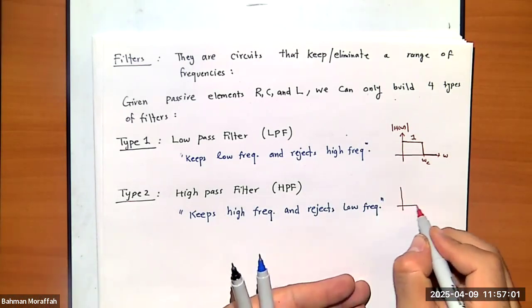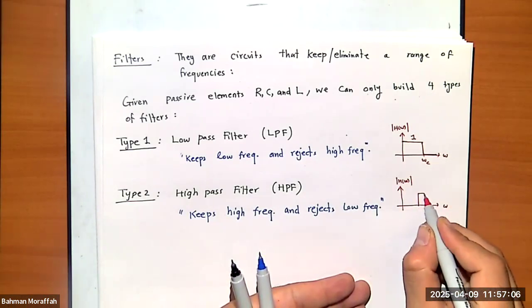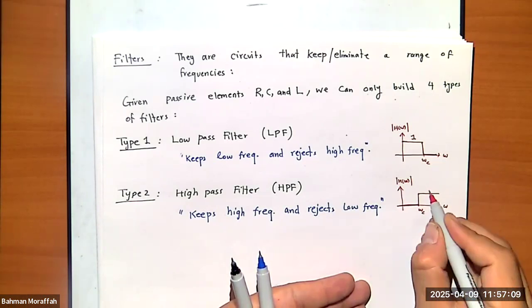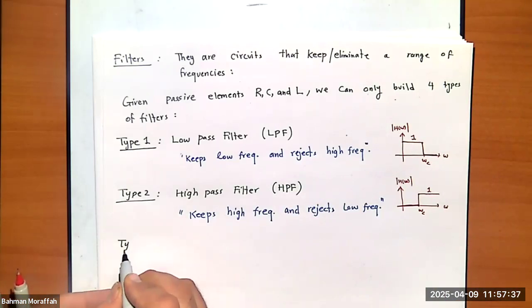Which again, if you plot the magnitude of it against omega, it should keep all high frequencies and reject low frequencies. Right? This is basically the ideal representation of it. We're going to see that we're not able to get this sharp edge. There's no way in the real world that you can get this sharp edge, so it gets smoothed out. But ideally, this is what's happening.